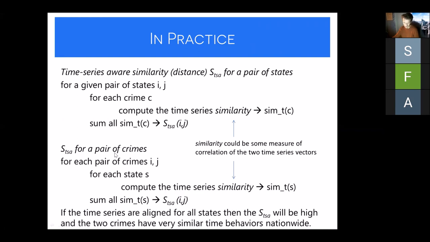Or you can do the same thing for the pair of crimes and do it for all the states. Then you can average these things over crimes and over states and plot it like that. Or as I said before, you just look at each year separately, plot all of them in the same state space, and see how it evolves over time.